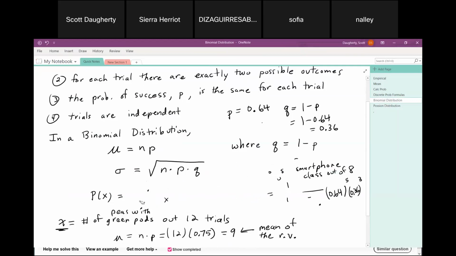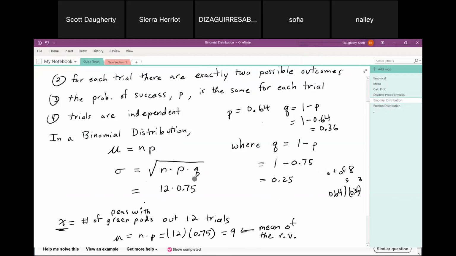So I'm just going to erase some of this to get it out of the way. So then you just have to take the number of trials, which is 12, times the probability of success, which is 0.75, and then times the probability of failure. Well, remember, q is the probability of failure. In this case, the probability of failure would be 1 minus the probability of success, which is 0.75. So it's going to be 0.25. Now, that's the probability that when you do a hybridization experiment, you would get a pea without a green pod. It happens 25% of the time. That's considered failure here.